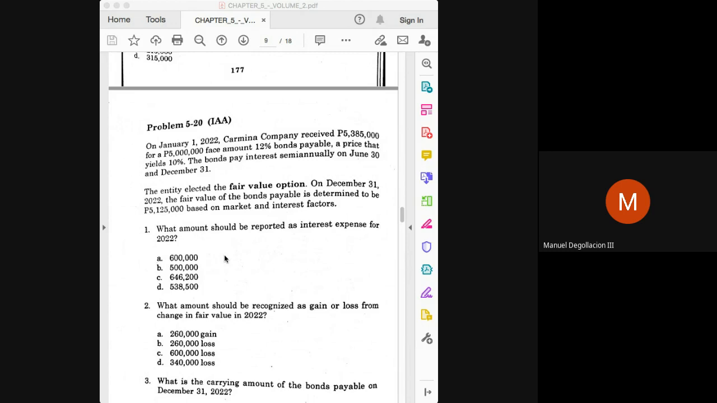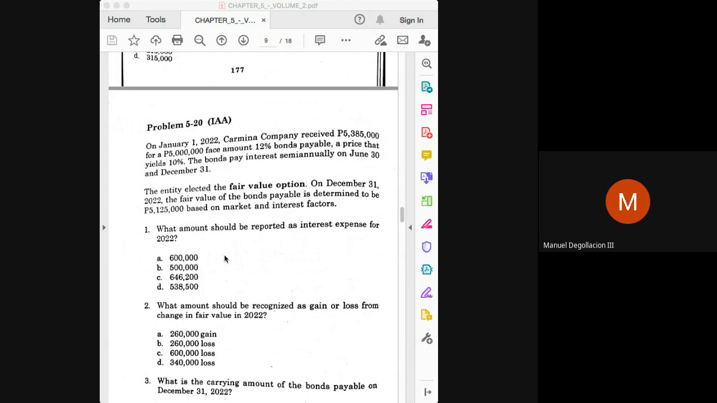You will just have to change the amount, the previous carrying amount, to its current fair value, so that will now be the new carrying amount. Okay, so that the carrying amount would reflect the fair value. We will just have to restate the carrying amount to its fair value, and the fair value will now be the new or subsequent carrying amount.